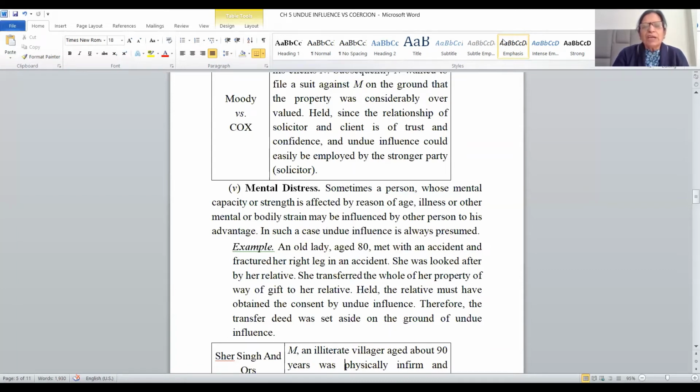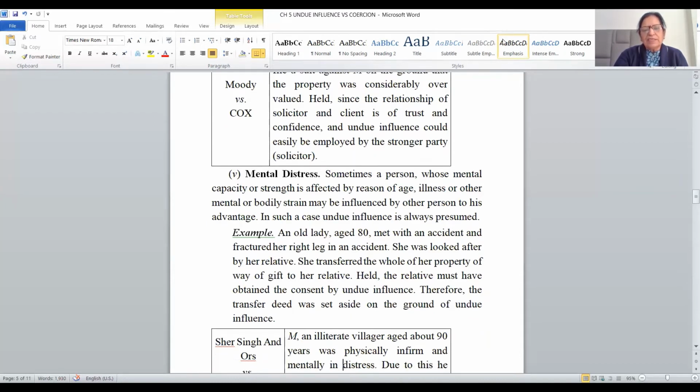Example: an old lady aged 80 met with an accident and fractured her right leg. She was being looked after by her relative. She transferred the whole of the property by way of gift to her relative. It was held in the court of law that the relative must have obtained the consent by undue influence. Therefore, the transfer deed was set aside on the ground of undue influence.